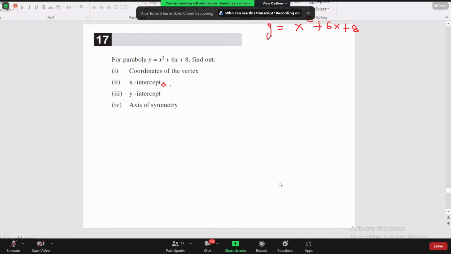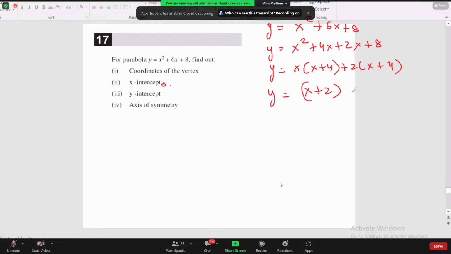So the very first thing you are expected to do is factorize this equation. When you factorize it, it will become y is equal to x squared plus 4x plus 2x plus 8, which is x common, x plus 4, plus 2 common, x plus 4. And finally, it will become y is equal to (x plus 2)(x plus 4). So that will be the factorization.